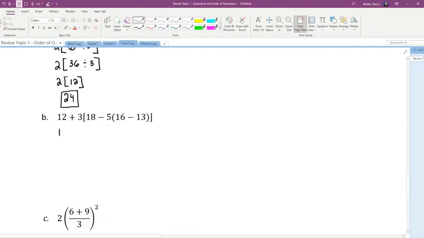So I'm not touching the 12. I'm not touching the plus 3 times 18 minus 5. All of that stuff I'm not touching, but I am going to answer the question, what is 16 minus 13, which is 3? Close that parentheses, close that bracket. Now I do it again. I analyze the problem. I have brackets. Within the brackets, I have an 18 minus a 5 times 3. So what comes first in those brackets, subtraction or multiplication? We know it's multiplication. So I have 12 plus 3 bracket 18 minus, and I'm going to do the math, I get 15.